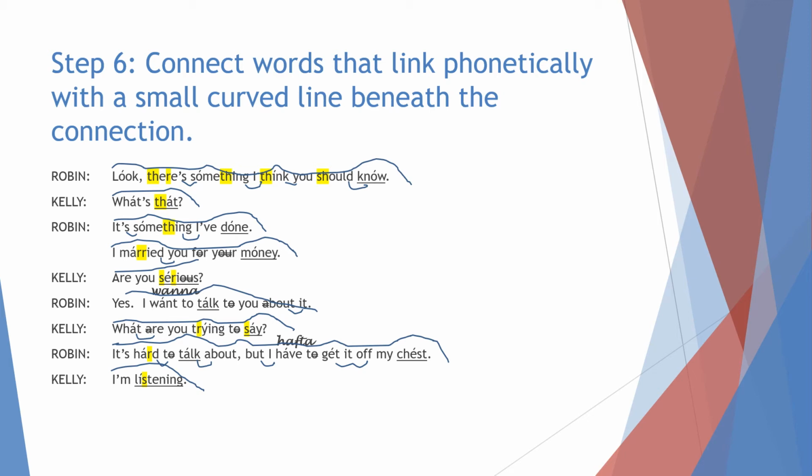Step 6. Remember that English sentences are pronounced as a continuous stream of sound, which means linking words together. Drawing a small curved line between each connection can help you remember this. Sometimes this means connecting a consonant with a vowel, as when you say talk about, or a consonant with a consonant, as when you say should know or it's something.